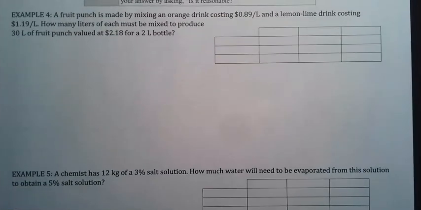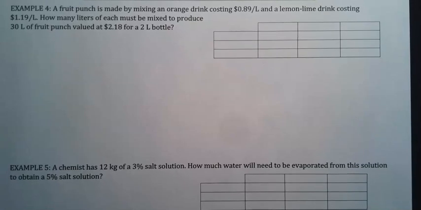All right, so let's jump down to example 4. You notice we still have a chart here to use, right? The chart is not going away, but now you have to fill in the information that you need because it varies per mixture problem. So a fruit punch is made by mixing an orange drink costing 89 cents per liter and a lemon lime drink costing $1.19 per liter. How many liters of each must be mixed to produce 30 liters of fruit punch valued at $2.18 for a 2-liter bottle? Okay, so there's a lot of information in here.